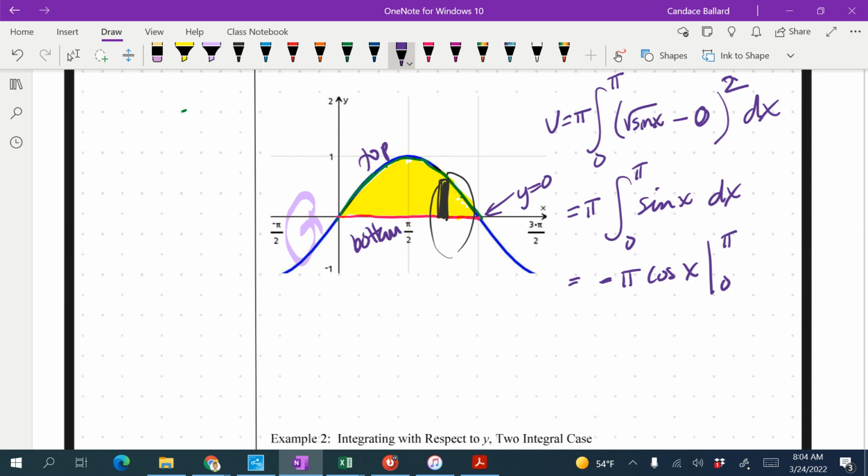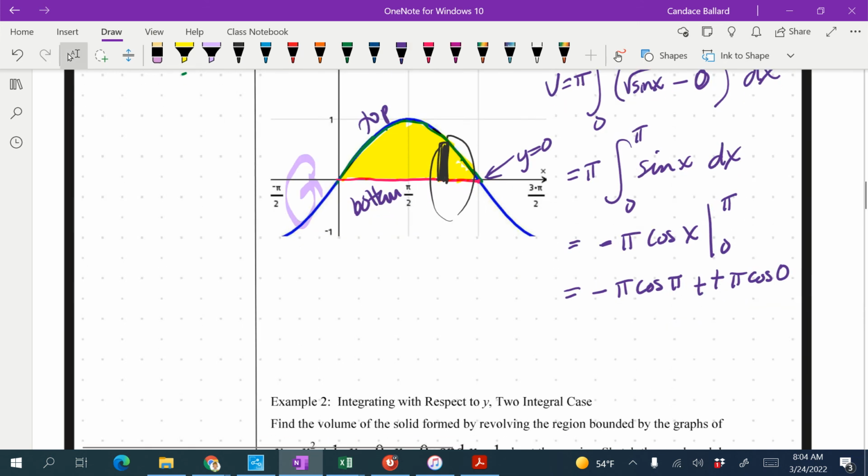I know that then the pi came from that pi that was out in front. And now I'm going to go ahead and substitute these in. So I've got negative pi cosine of pi minus negative pi cosine of 0. That double negative is going to become positive. I'm going to get out my good old unit circle. I know that I've got out 0, up 1, out negative 1, up 0. This is 0 radians, and this is pi radians.